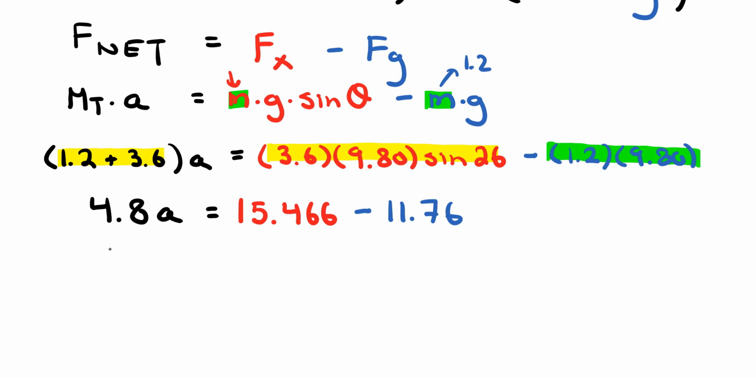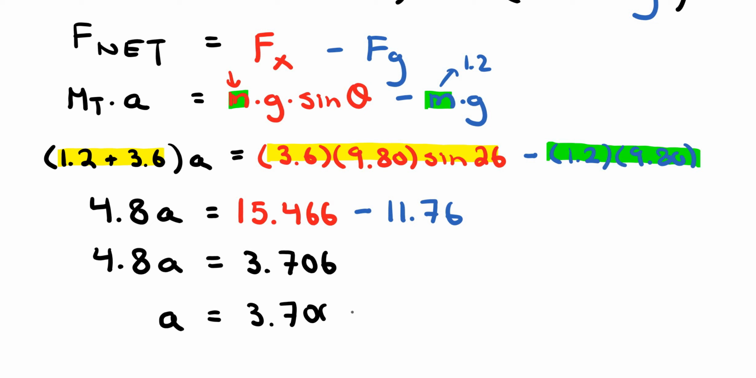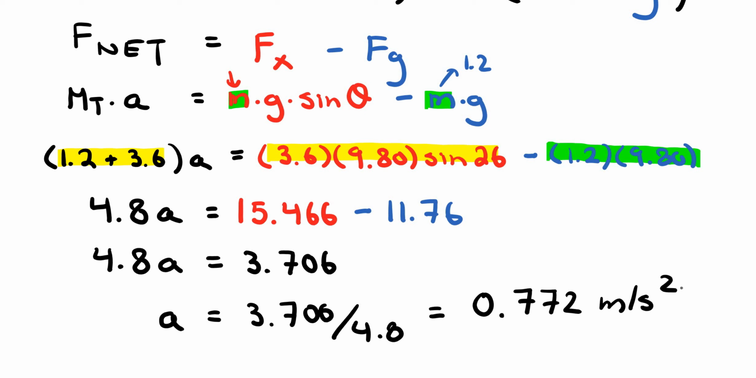Now we solve for a. So 4.8 times the acceleration equals 15.466 minus 11.76, which is 3.706. Our acceleration is 3.706 divided by 4.8, which gives us 0.772 meters per second squared. And that is our acceleration for this entire system.